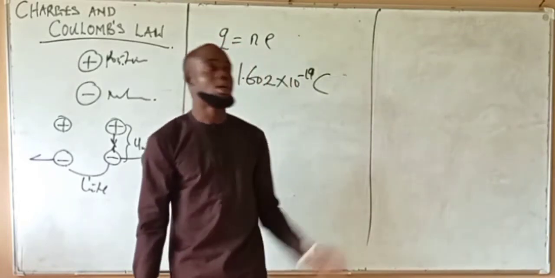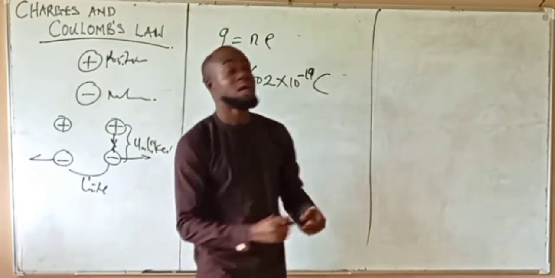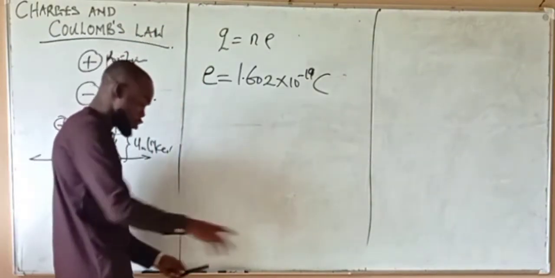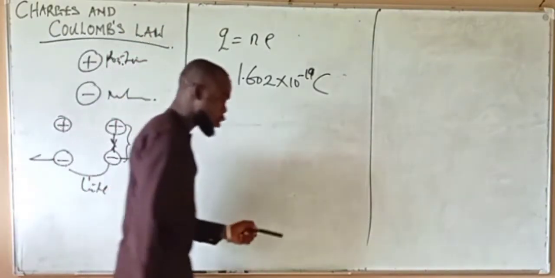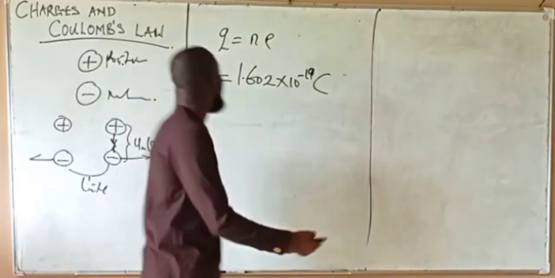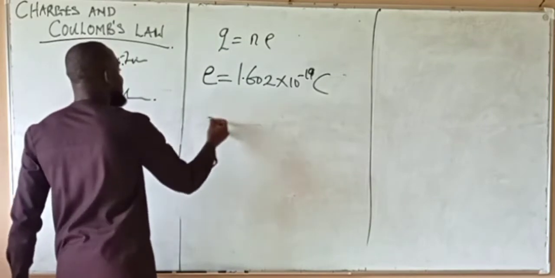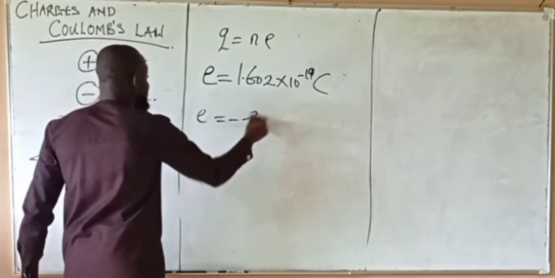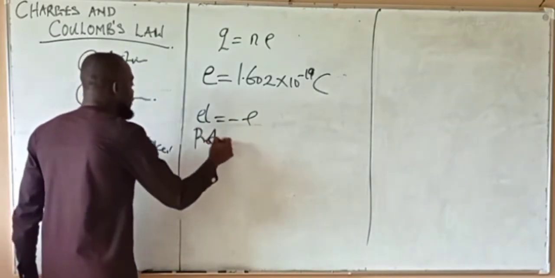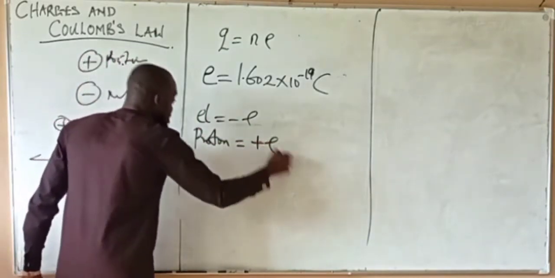It's not the electron, though people think that it's the electron. Now we have some atomic particles: what we call neutron, proton, and electron. Now, what is the charge of an electron? The charge of an electron is minus E, while the charge of a proton is plus E.